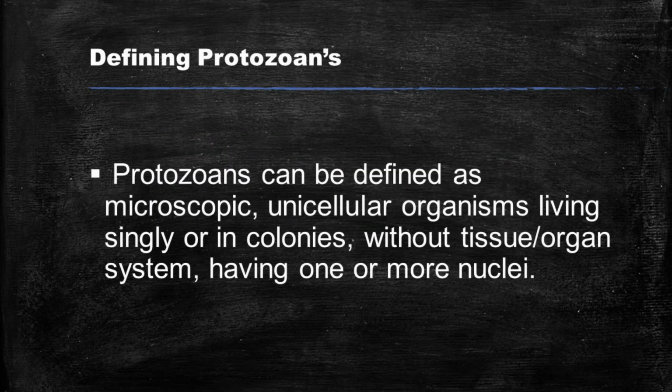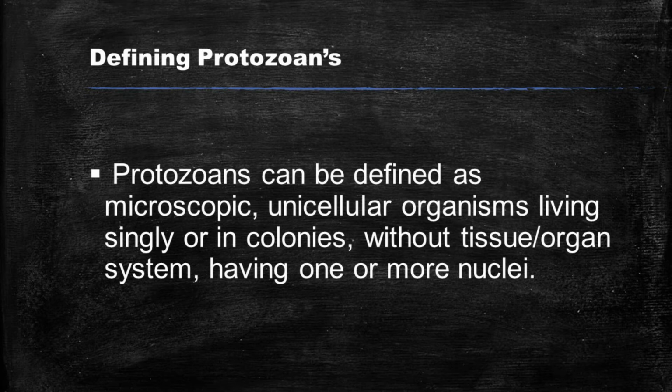Now, protozoa was first observed by Leeuwenhoek in 1677. The name protozoa was first given by Goldfuss in 1818. Now, defining protozoa: protozoans are basically microscopic unicellular organisms without a definite tissue or organ system. They either live in the form of colonies or live as a single unit system.